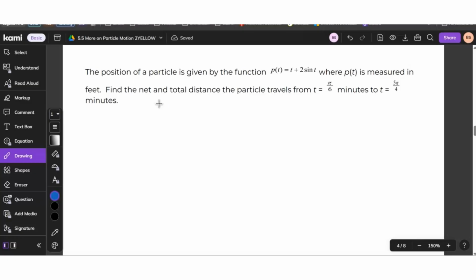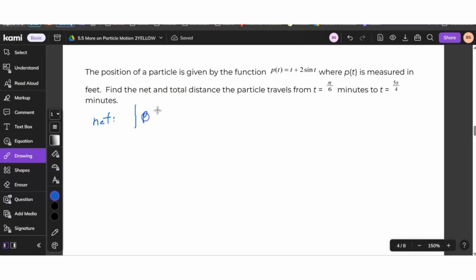Listen up, buddy. The position of a particle is given by P of t equals t plus 2 sine t. P of t is measured in feet. Net and total. So it's absolute value.